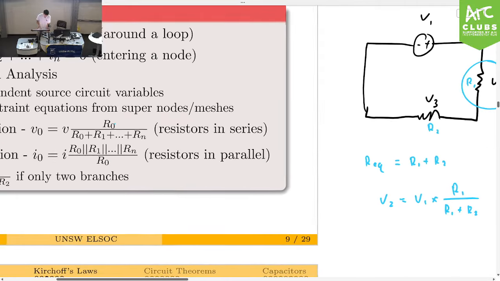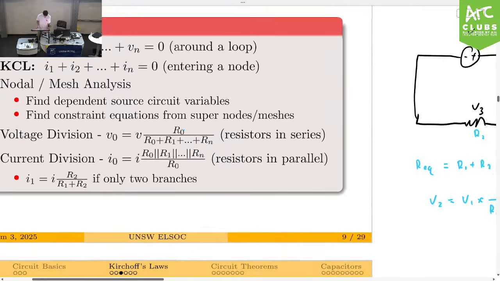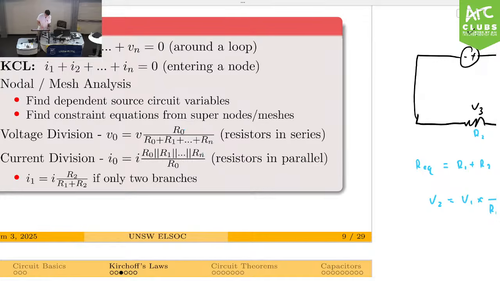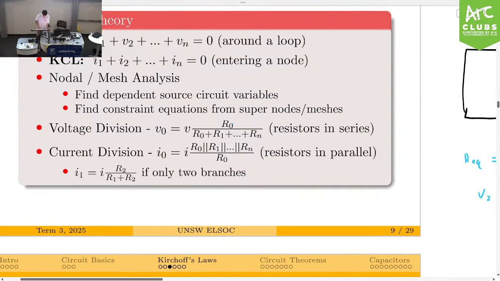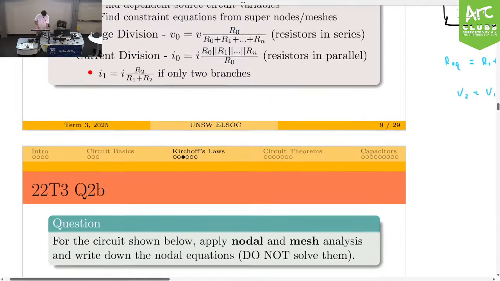And then likewise for current division, it's the exact same thing, but your equivalent resistance is flipped. So it would be your equivalent resistance over the resistance of that element or that branch you're trying to find. Okay? All make sense? Cool. Okay, let's move on.